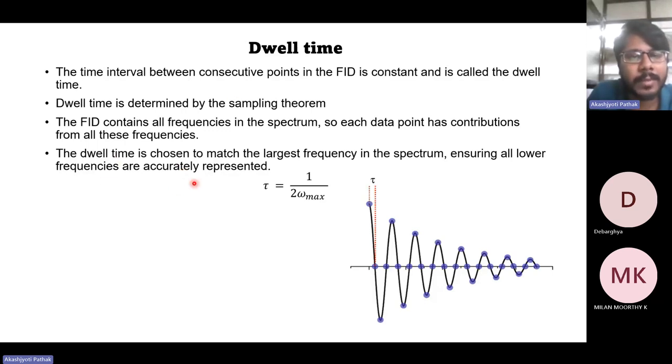This dwell time is chosen to match the largest frequency in the spectrum, ensuring all lower frequencies are accurately represented. Both the lowest intensity and the highest intensity signals should be detected, and that is why the dwell time must match the largest frequency in the spectrum. So this is the dwell time.